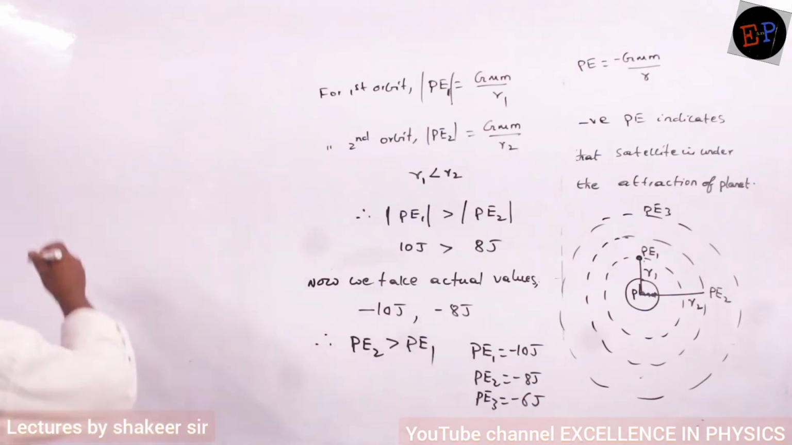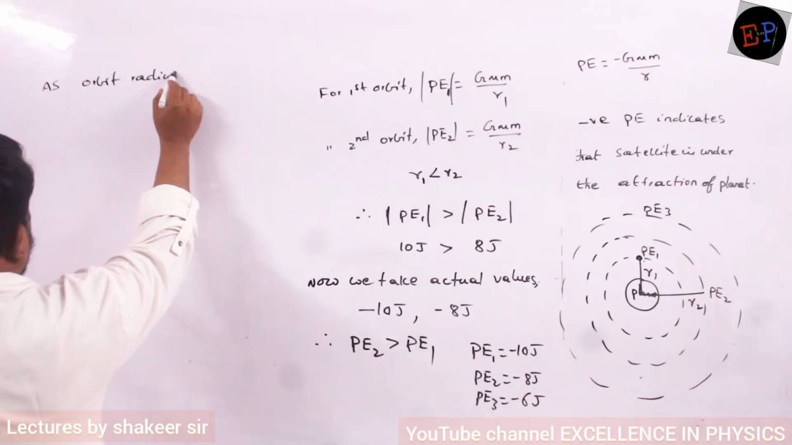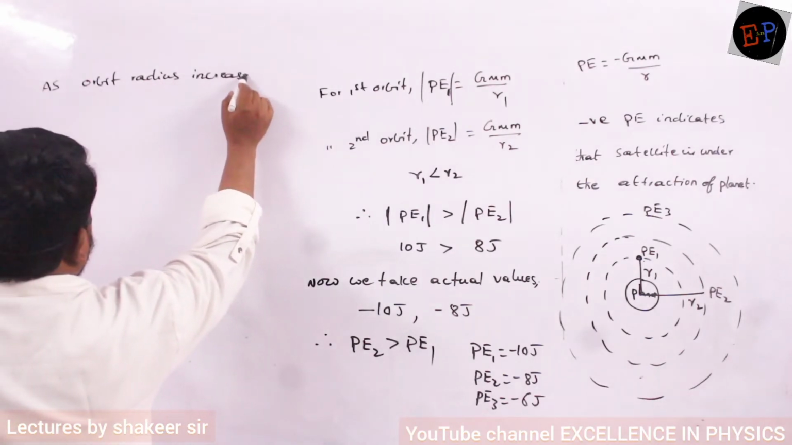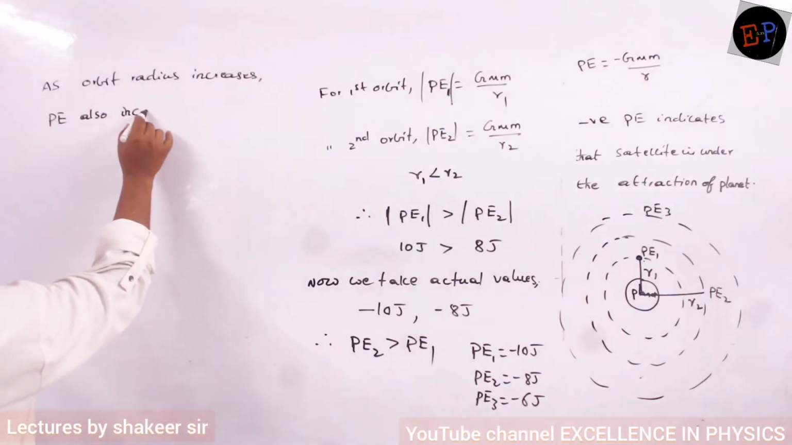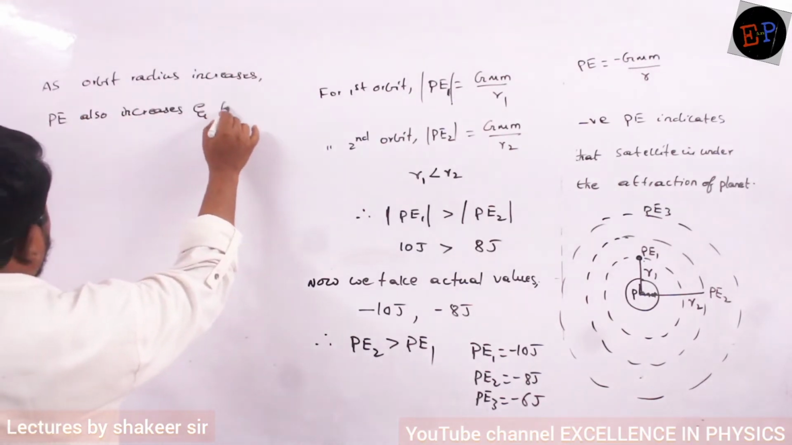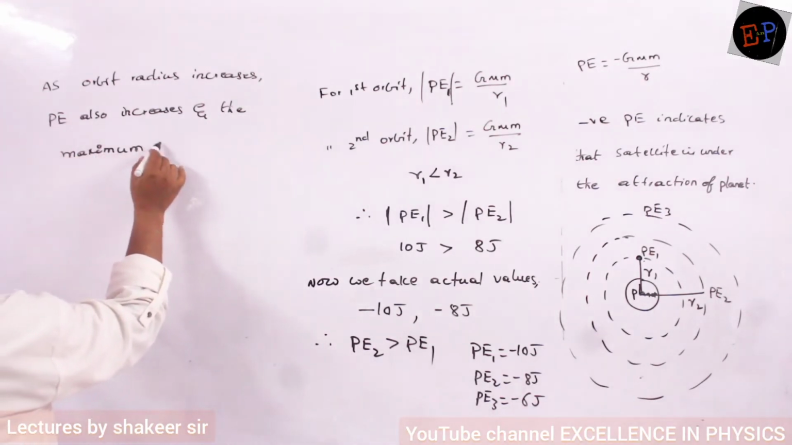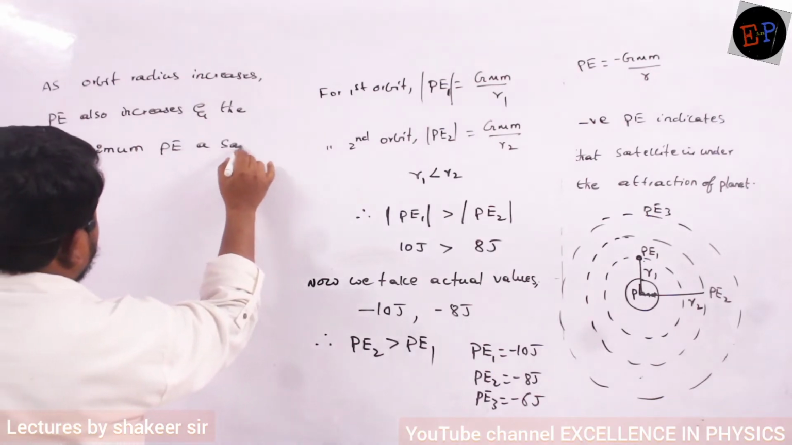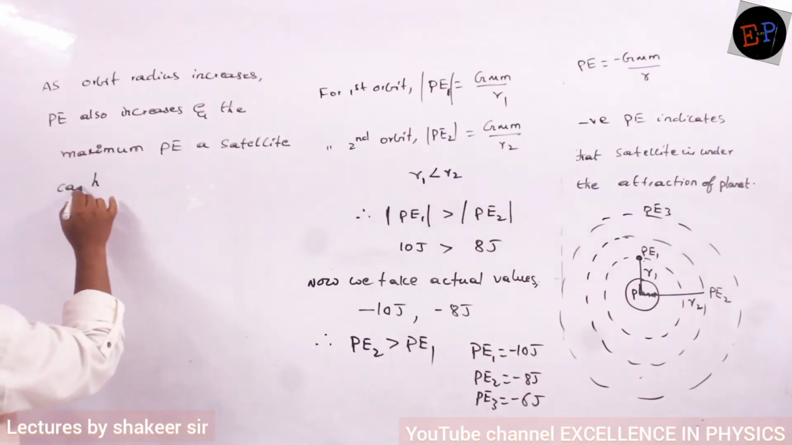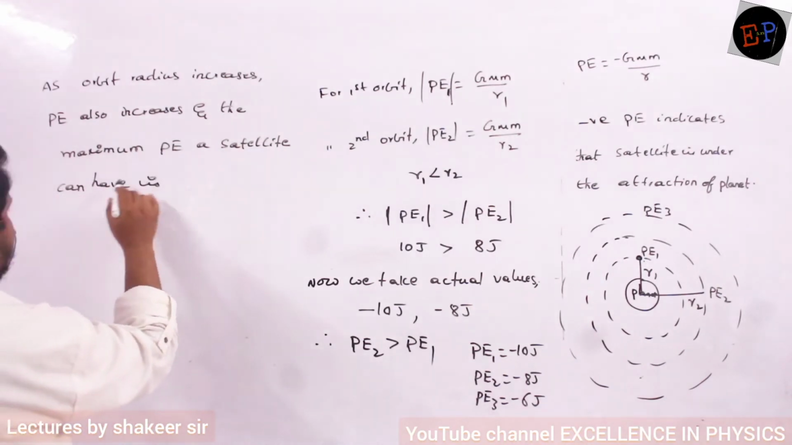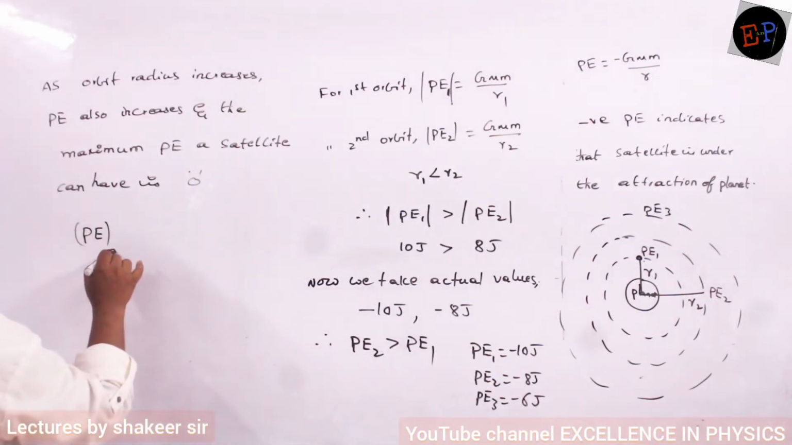Therefore, as orbit radius increases, potential energy also increases. Okay? And the maximum potential energy a satellite can have is how much? It is 0. So PE max is 0.